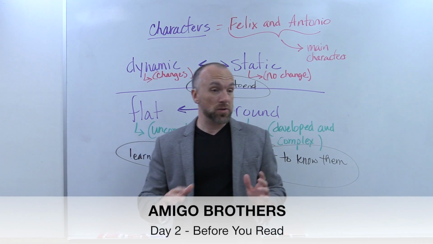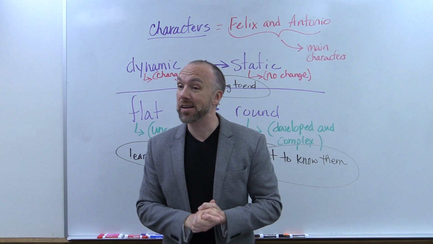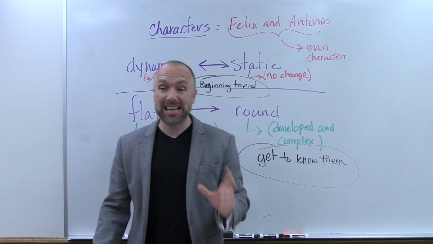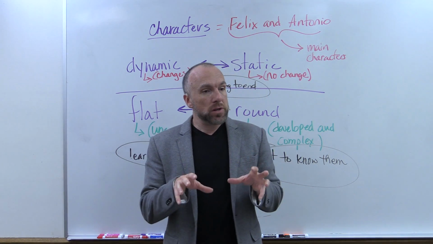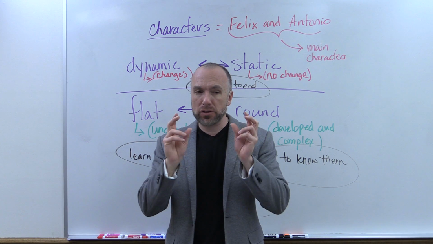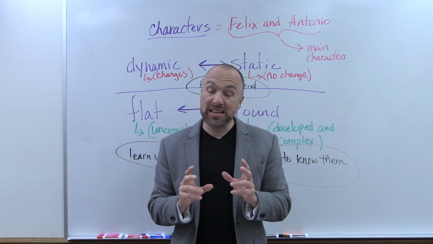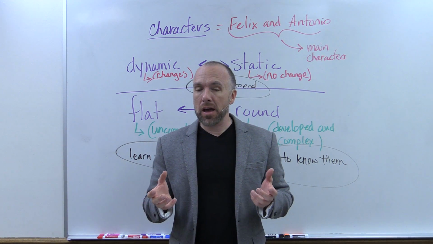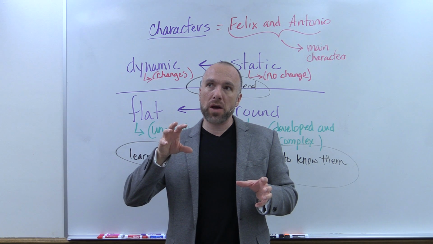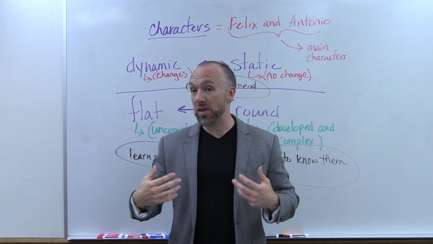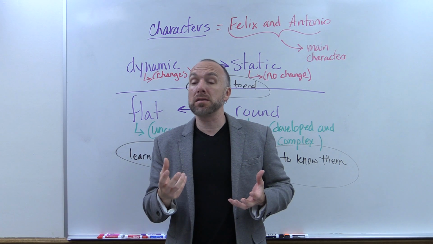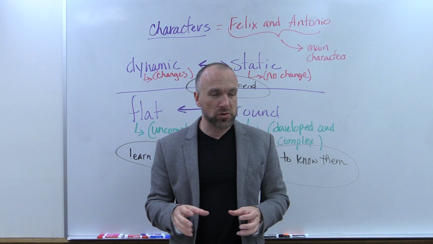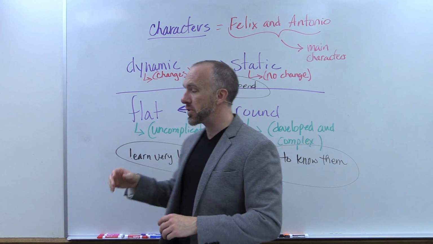In this section, obviously, you understand now that we're going to be reading the Amigo Brothers, and the literary element that we will be focusing on is characters. So, as we read through this story, we want to look at the two main characters and identify which type of characters they are. And we're going to look at the way they speak, the way they interact, the way they talk, and then things that the narrator or the author says about those characters to identify which type of character they are.